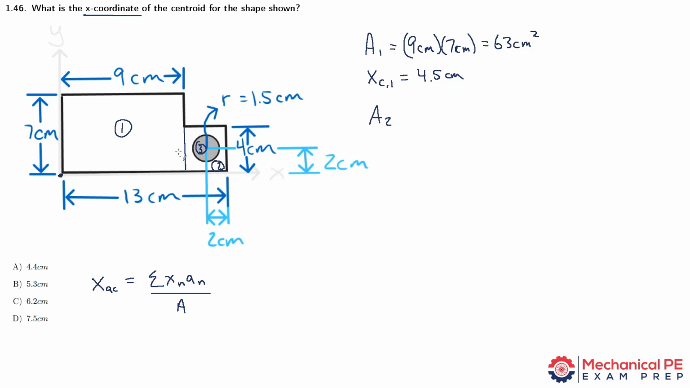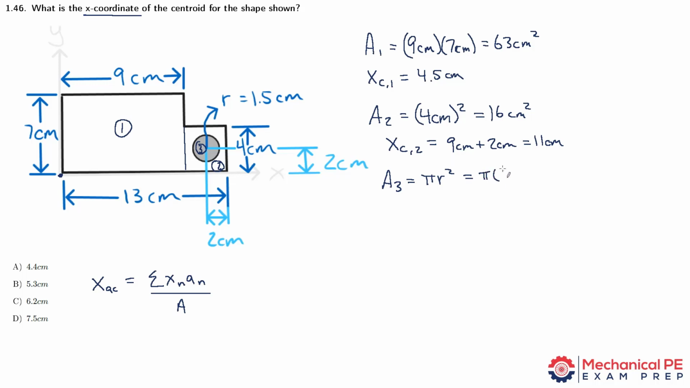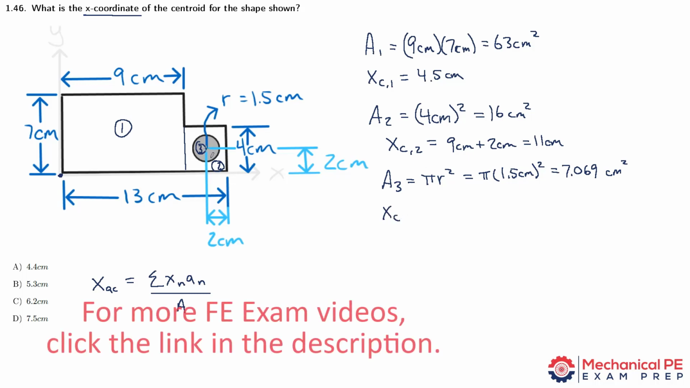Now for A2, we're doing this square over here. This is 4 by 4. So 4 centimeters squared is 16 square centimeters. And the centroid for area 2 is going to be the entire 9 centimeters just to get to here, plus half of 4 is 2. So 11 centimeters altogether. And then for A3, we have to remember to subtract this one because it's a hole, but the area of a circle is pi r squared, and we know the radius is 1.5 centimeters, so it's going to be pi times 1.5 centimeters squared, and that equals 7.069 with a bit of rounding. And then the centroid is the same as the centroid for area 2 because this circle is centered in the square. So that's also going to be 11 centimeters.